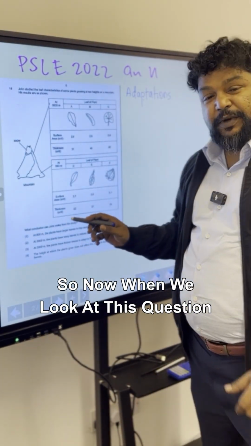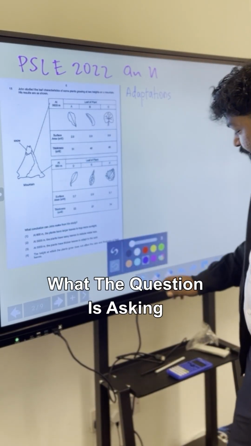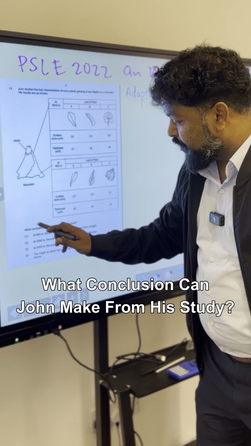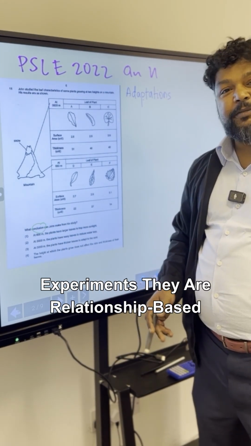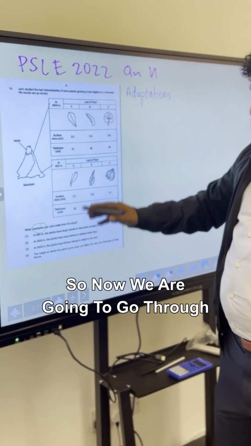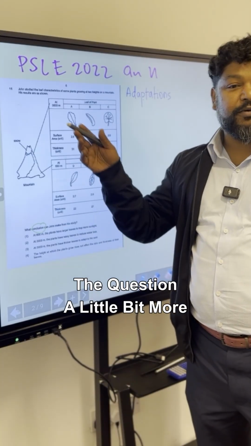Now when we look at this question, the first thing we do when we look at an MCQ question is to identify what the question is asking. What conclusion can John make from his study? Now, typically, conclusions from experiments are relationship based. So now we're going to go through the next part of the question. We're going to analyze the question a little bit more.